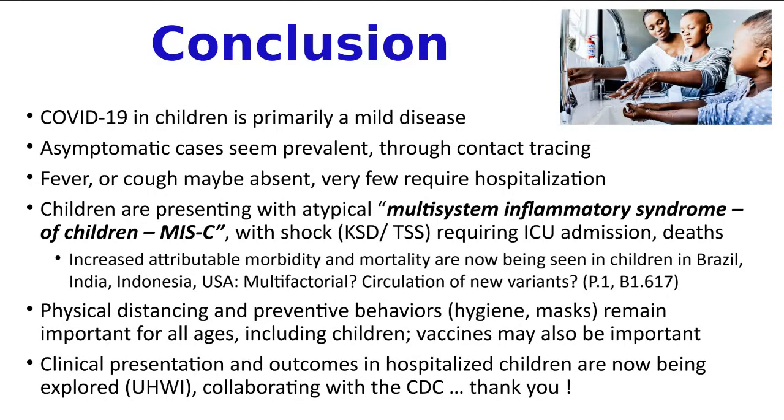We need to pay attention now to the fact that the Delta strain is highly infectious and carries a higher morbidity, not only for children, but for adults as well. And therefore, we must pay attention to physical distancing and preventive behaviors. And vaccines are also becoming important. And the clinical presentations and outcomes in hospitalized children are now being explored also here in Jamaica. So I'm going to stop there.